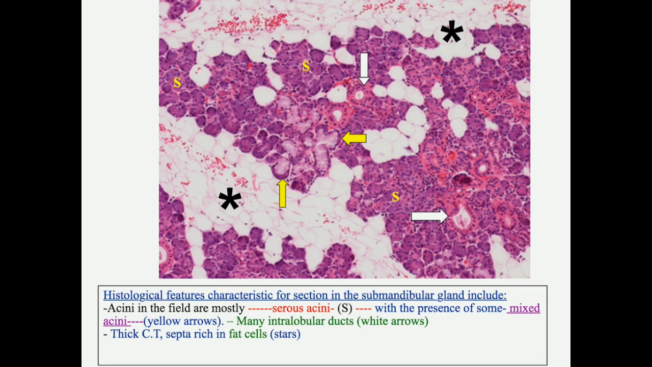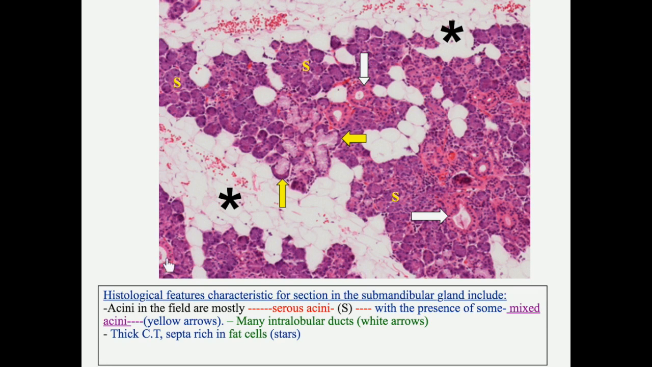So we have here mucoserous acini, mucus with a crescent of Gianuzzi. They also have connective tissue septa full of fat cells. And inside the lobule here, you can see this is an intralobular duct or striated duct. Also, we have here another intralobular duct.